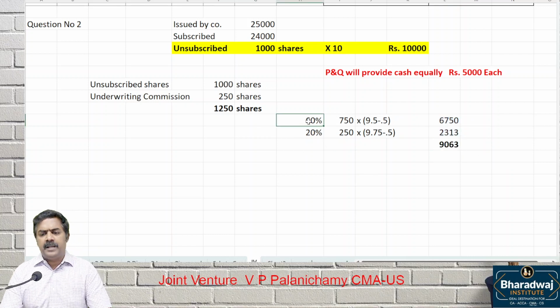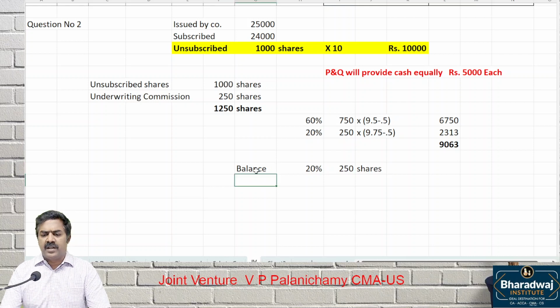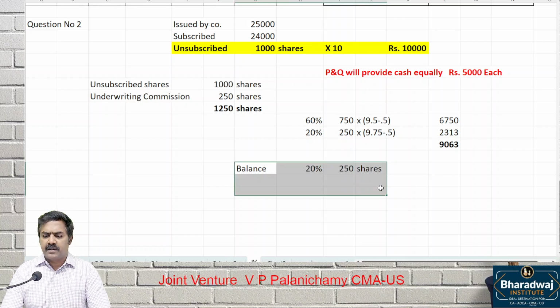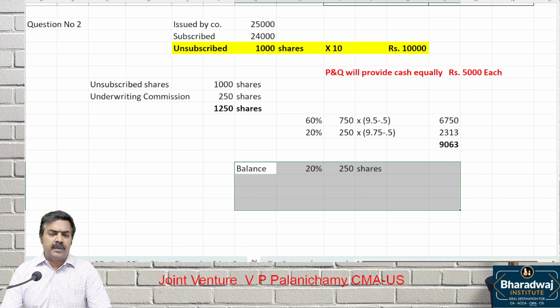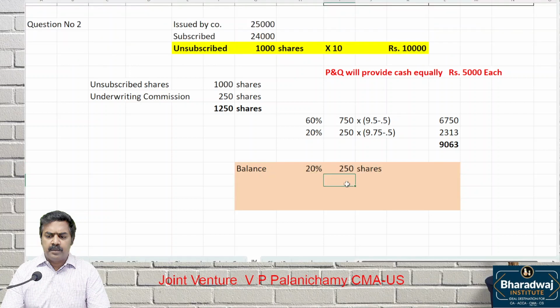Then 80% is completed. How much balance will remain? Balance 20%. Balance 20% will be how much? 250 shares. What is given in the question for the balance 250 shares? Taken by P and Q, equally they take over. How many shares do they take over? 125 shares into 9 rupees. 125 shares into 9 rupees.